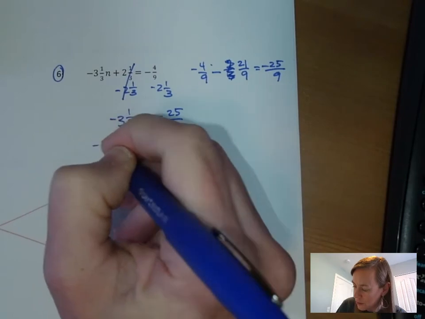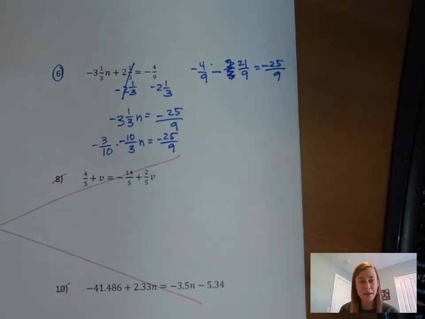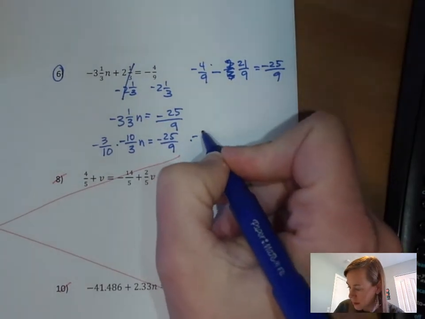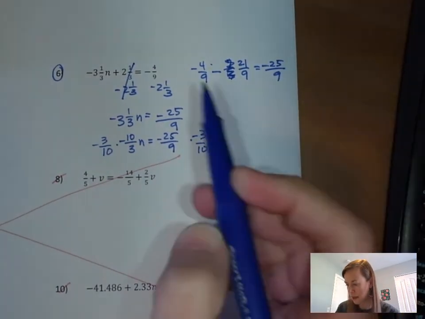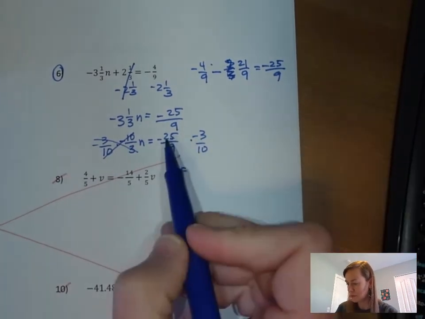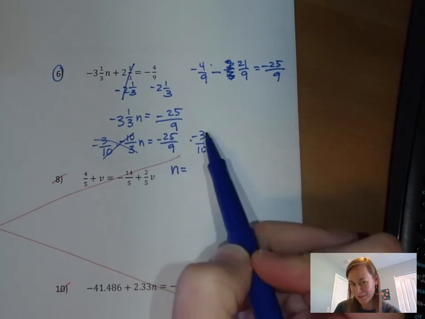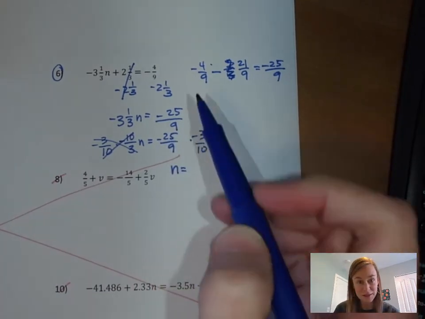Now let's use our reciprocal. So -3 over 10 is what we're multiplying by on both sides. -3 over 10. Okay, these cancel. You're left with n equals whatever this is. So -25 times -3 is going to be a positive 75.